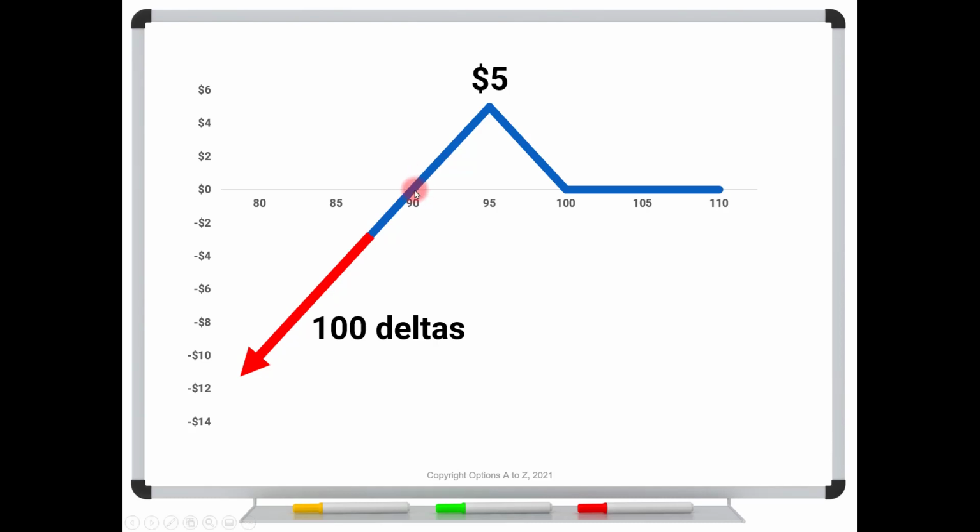And so that's why we're crossing right here at 90. So our downside break even right here is 90 points. So why is that interesting?